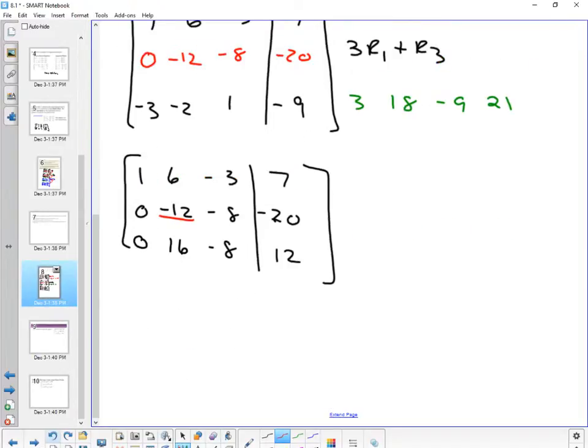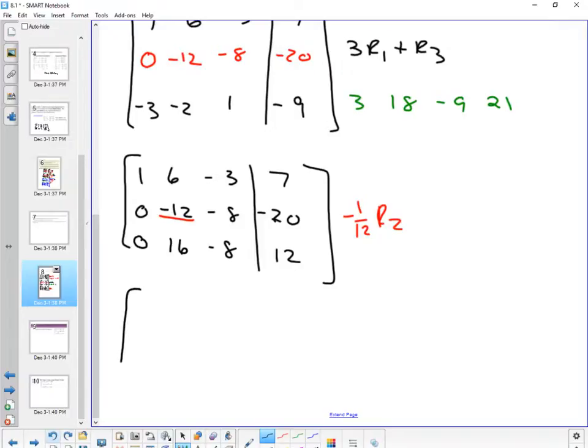And here's the trick. I can only multiply, but I can use fractions to multiply. So I'm going to take row 2, and I'm going to multiply it by a negative 1/12. Watch what happens.